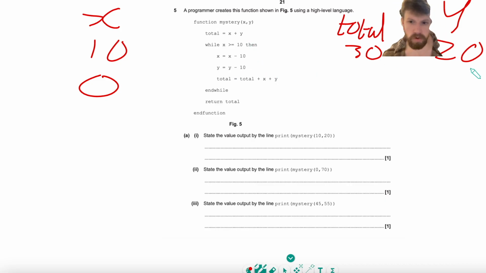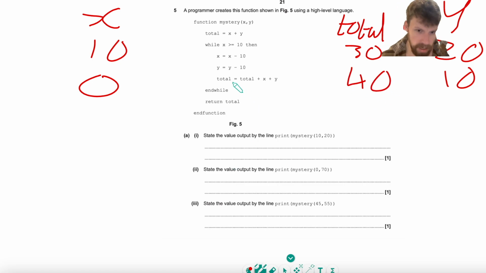Okay, and then what's going to happen is it's going to do y equals y minus 10, which is going to be 10. And then the next thing is it's going to do total equals total (30) plus x, which is 0, plus 10, which is going to be 40. And then it's going to finish the while loop and return that. In this case, we're going to be outputting it, so that's going to be 40.